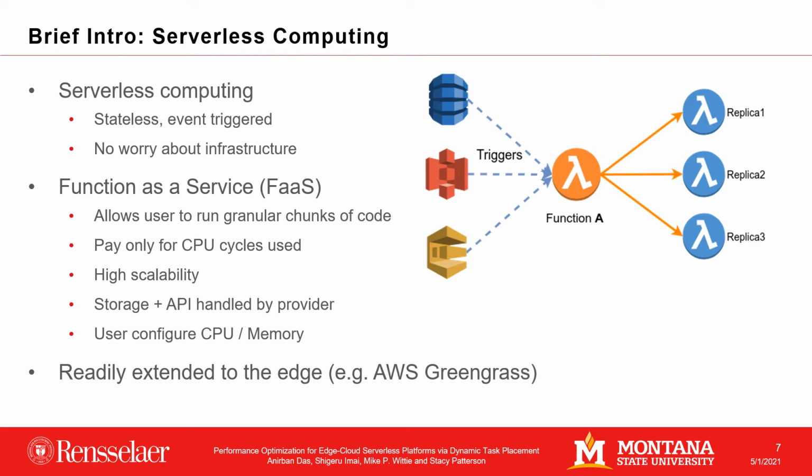The user just has the option to configure CPU or the memory to modulate the amount of computing resources allocated to these function replicas. And the good thing is that this can be readily extended to the edge via different kinds of user provider libraries such as AWS Greengrass, which we'll be using in this paper and we'll see later on.